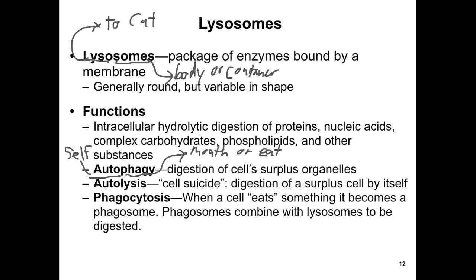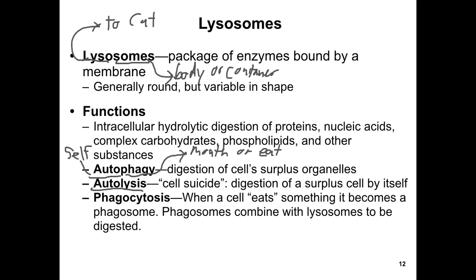But that is only a part of the cell. So you're digesting an organelle, not the entire cell. When a cell wants to digest the entire cell, when a cell wants to digest itself, that is called autolysis, or self-cutting. This is a form of cell suicide. The cell doesn't survive this process, but your body is not a democracy. Your body is a dictatorship, and if your body decides that a cell needs to die, that cell says, yes, sir, and it dies. And it dies in the most friendly way that it can.